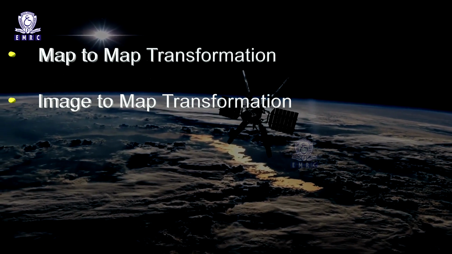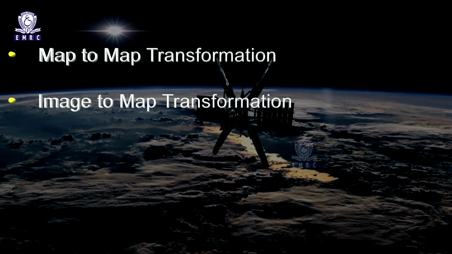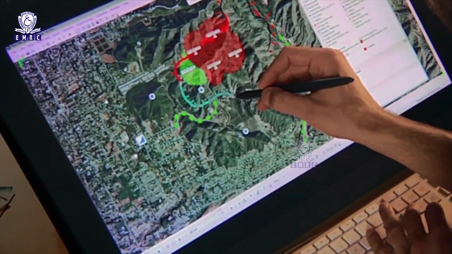Types of geometric transformation. There are two types of geometric transformation: one, map to map transformation; two, image to map transformation. Map to map transformation is the transformation done from a manually digitized map or one traced from a scanned file to a digitized map. This is based on the digitizer unit. The unit of the digitizer can be inches or dots per inch.